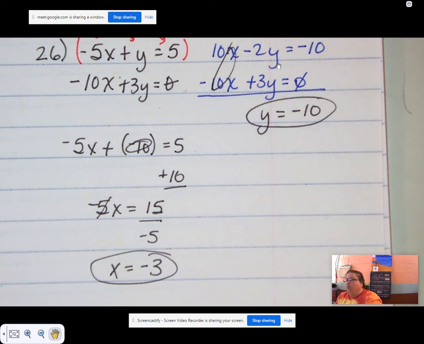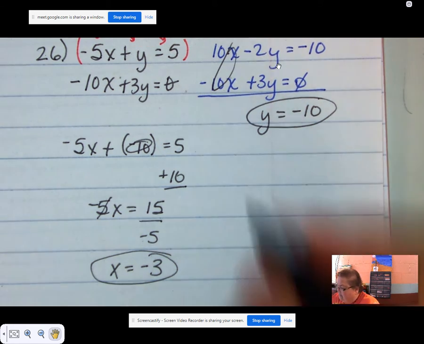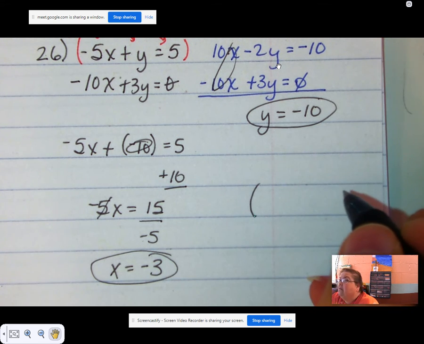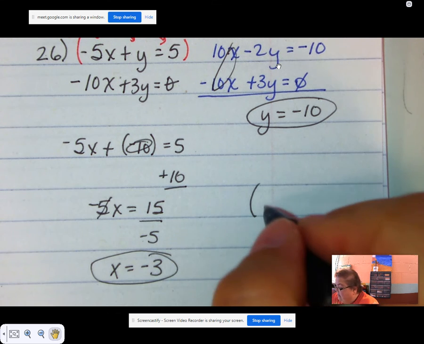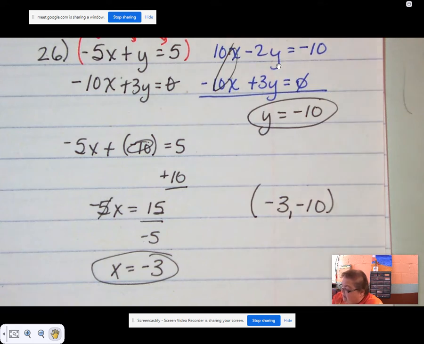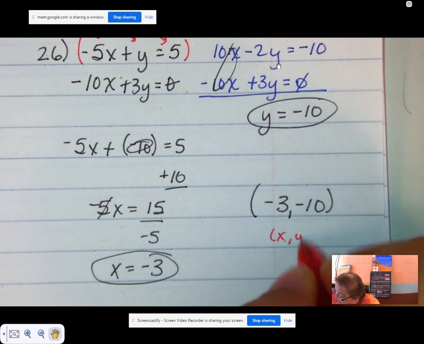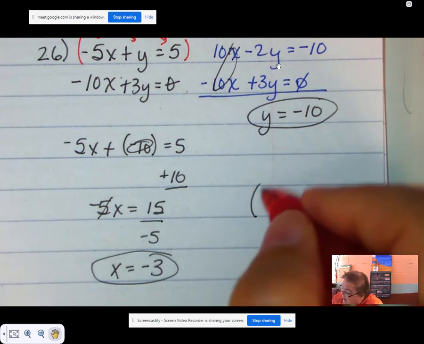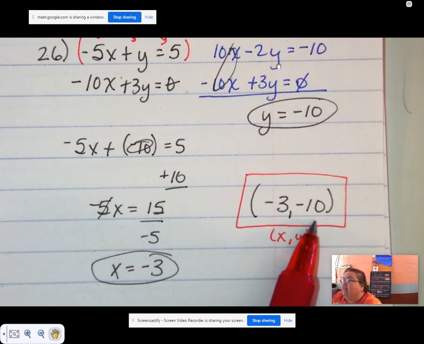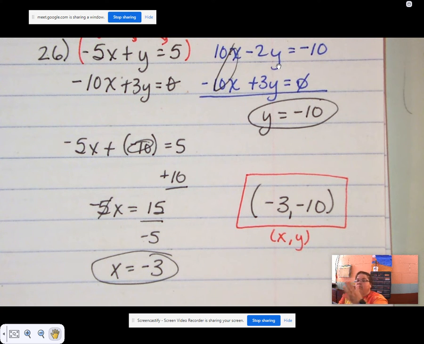So where do these two lines intersect? What's my ordered pair? -3, -10. Because keep in mind, an ordered pair is written as x comma y. So order does matter, and it has to be written in that order. The x value, then the y value. And that's where those two lines will intersect. This comes from systems. Two lines on the same coordinate plane.